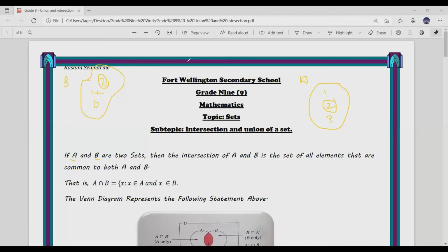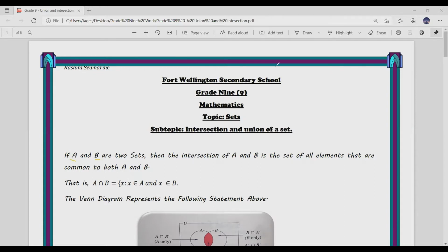All right. That is, A intersect B is equal to. Remember, we did set builder notation, so this should not be confusing. We are already accustomed to this. A intersect B is equal to the set of X such that X is an element of A and X is an element of B. Like the example we did, we have 2 being an element of A and 2 being an element of set B.